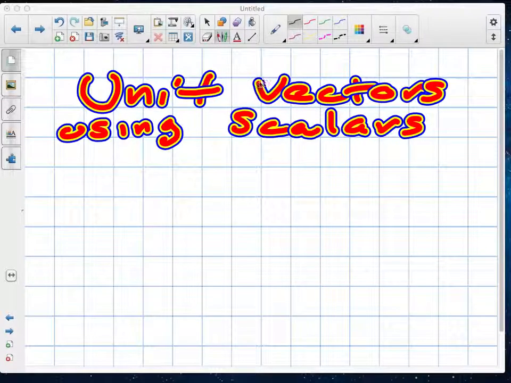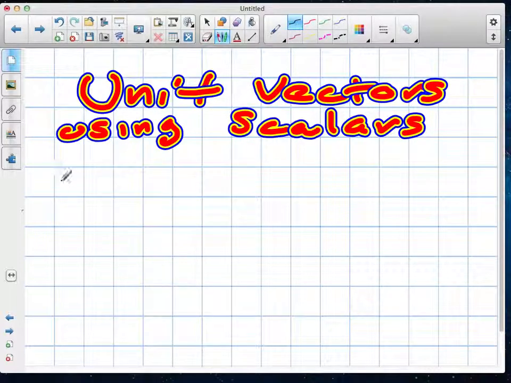Okay, unit vectors using scalars. I touched on it a little in the other one, but I don't think it was clear enough. So we're going to go through this again. Question 11 tells you to just draw your own vector x and give it a magnitude and a direction, okay?